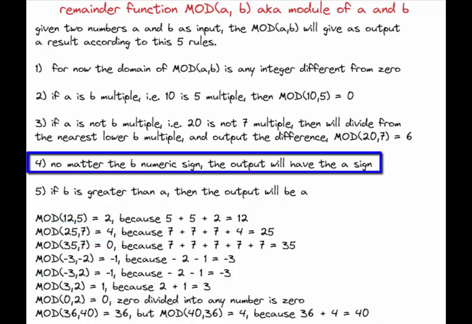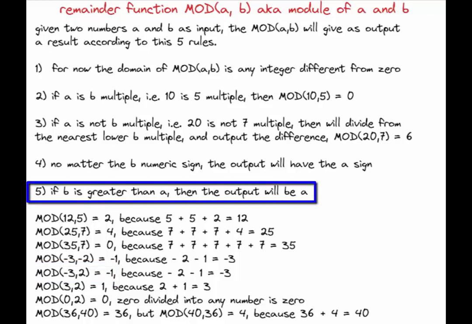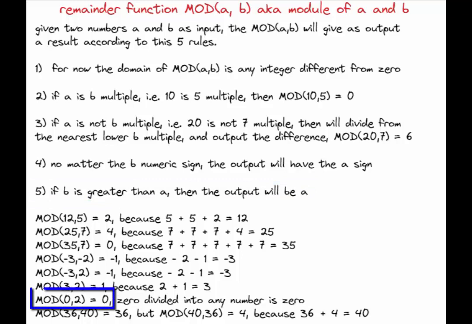The sign of the b term is not relevant, the output will always hold the sign of a. In that way, the modulo of minus 3 and minus 2 is minus 1, the modulo of minus 3 and positive 2 is minus 1 again. And if b is greater than a, then the output will be a. In that way, the modulo of 0 and 2 will be 0, the modulo of 36 and 40 will be 36, but the modulo of 40 and 36 is 4. That is the difference between 40 and the nearest multiple of 36, that is 36 itself.